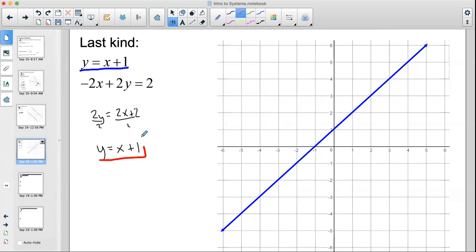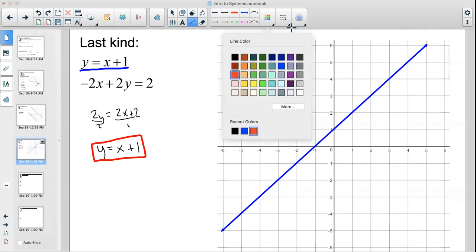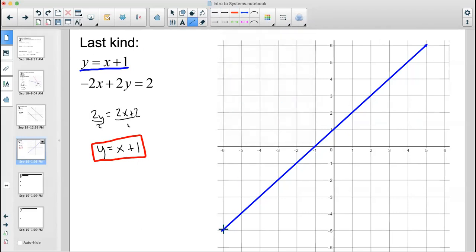So the red line is this one, and it's the same as the other one. So if I tried to graph it, it would be right on top of the other line. And this is kind of a weird concept: where does the red line intersect the blue line? Well, it intersects it everywhere. Any x value you choose, any point you choose on the blue line, is going to be on the red line because they're the same line.